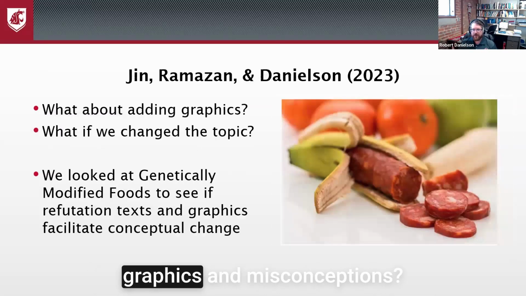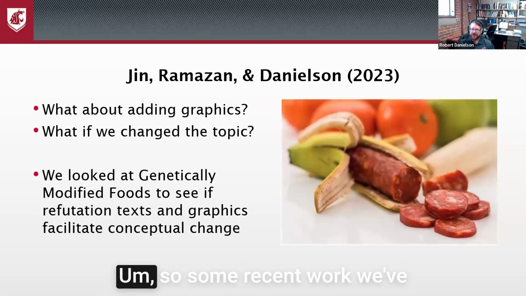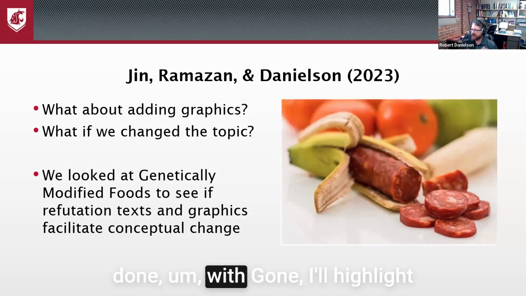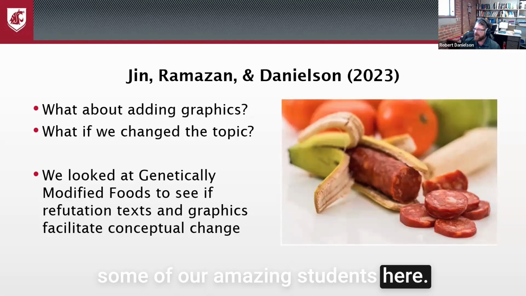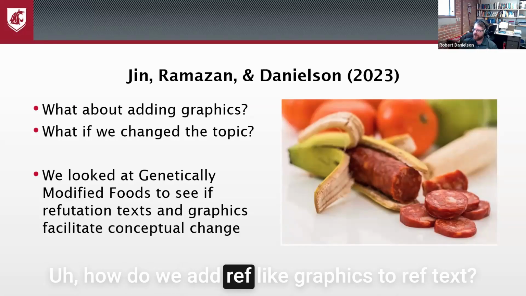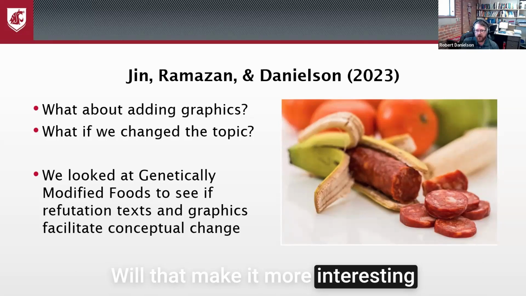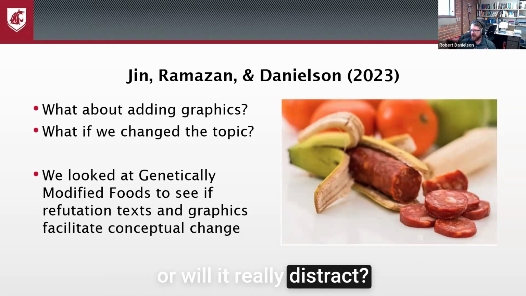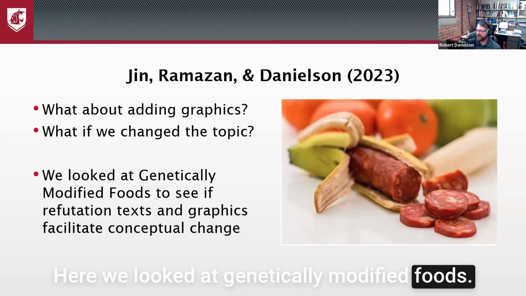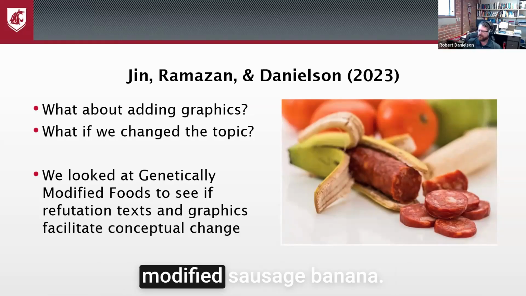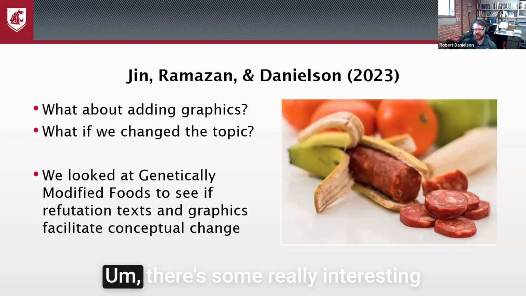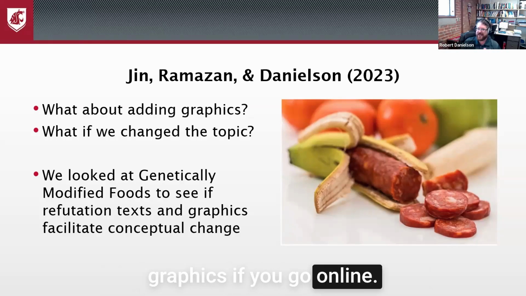And you're thinking, well, what about graphics and misconceptions? So some recent work we've done with GON, I'll highlight some of our amazing students here. How do we add graphics to ref text? Will that make it more interesting, or will it really distract? Here we looked at genetically modified foods. This is a nice genetically modified sausage banana. There's some really interesting graphics if you go online.